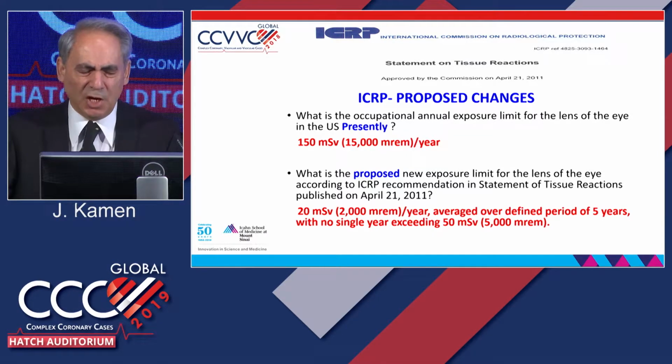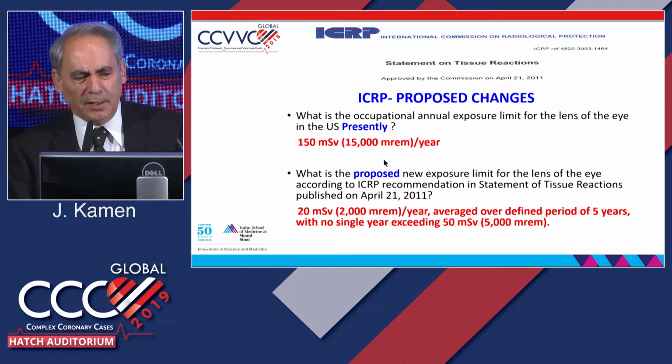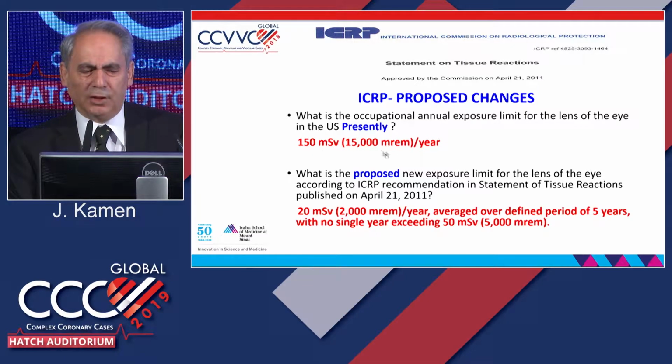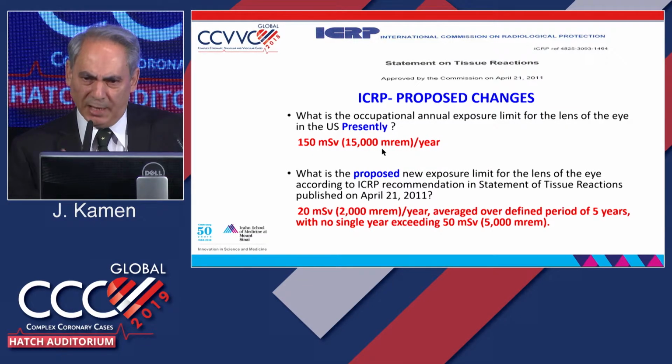ICRP also has some changes. In the United States, you are still allowed to get 15,000 millirem to your eye, according to the regulation. But they are proposing to change it to 2,000 per year, averaged over 5 years, not exceeding 5,000 in any year. Do you follow me? So this is proposed. They have not changed it. They changed it in London and Europe recently to this limit for the eye. But the United States is still 15,000 per year to the eye.